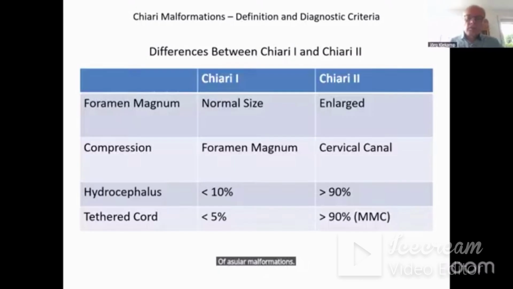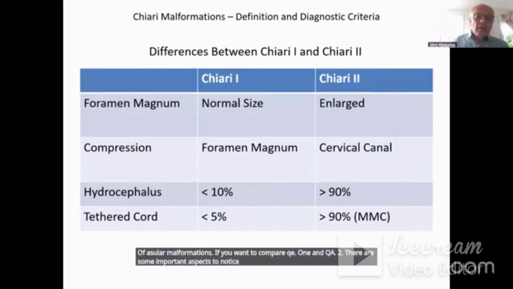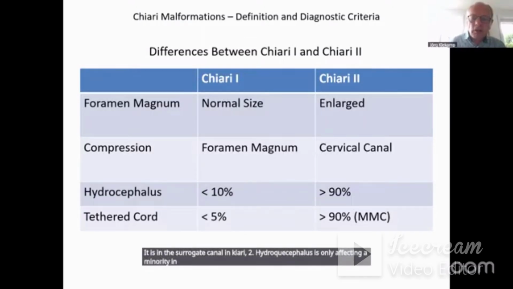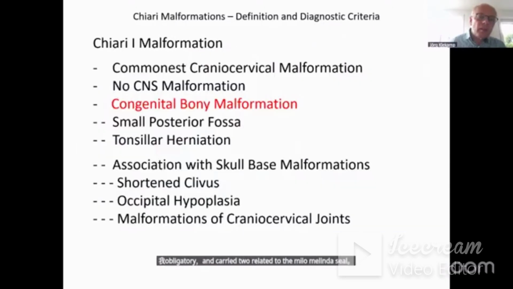If you want to compare Chiari 1 and Chiari 2, there are some important aspects to notice. First of all, the site of compression in Chiari 1 is in the foramen magnum, where it is in the cervical canal in Chiari 2. Hydrocephalus is only affecting a minority in Chiari 1, but the overwhelming majority in Chiari 2. And a tethered cord is rare in Chiari 1, but almost obligatory in Chiari 2, related to the myelomeningocele.